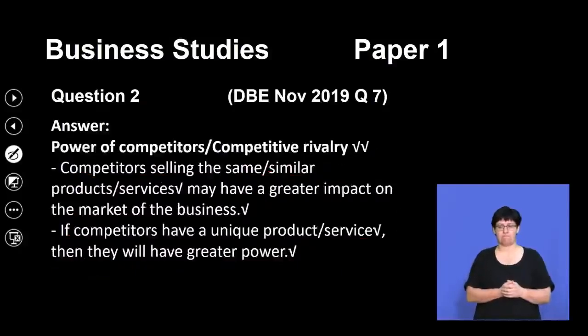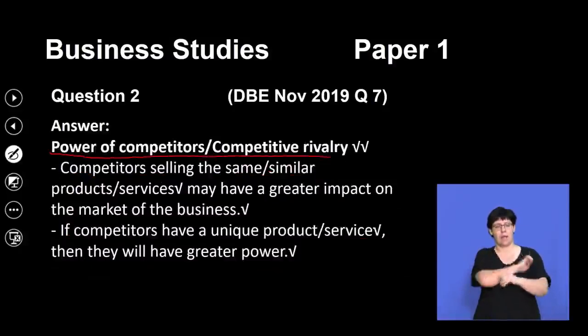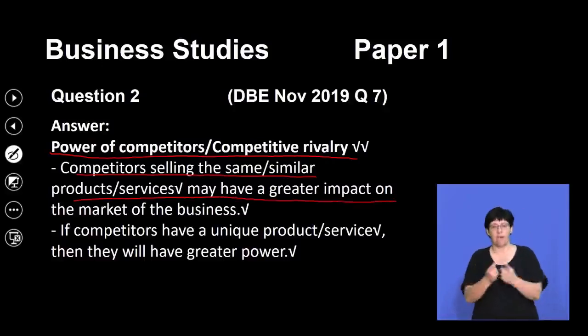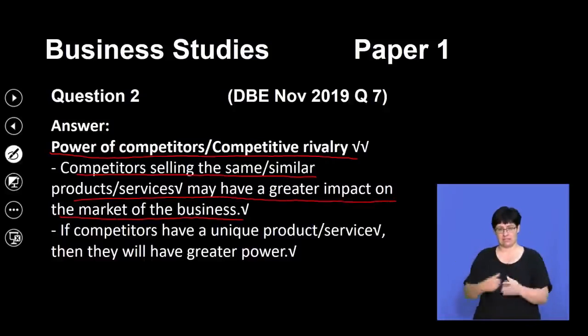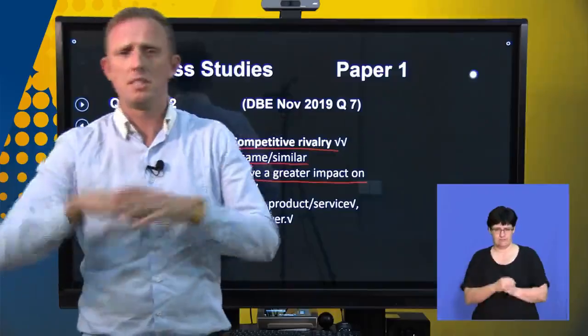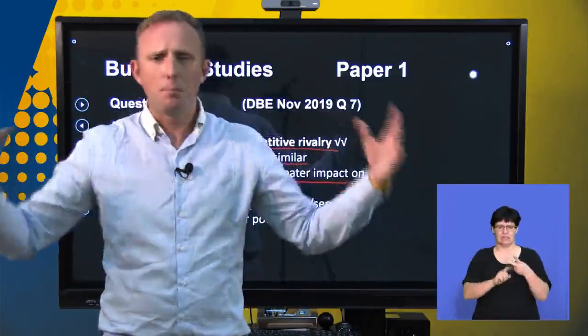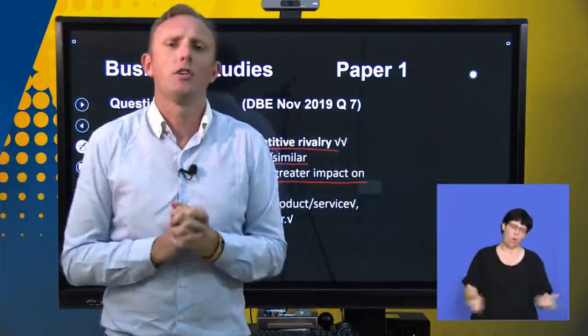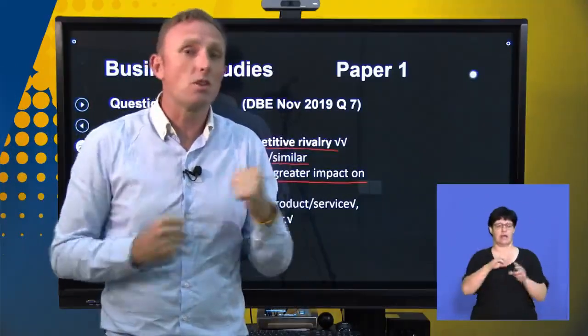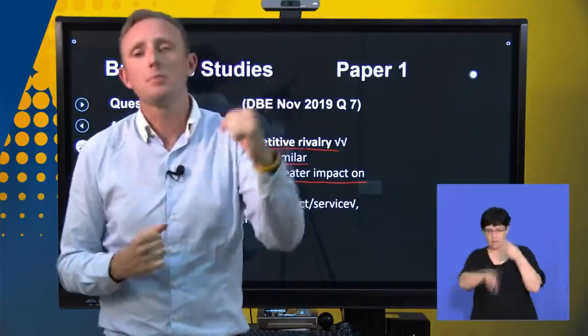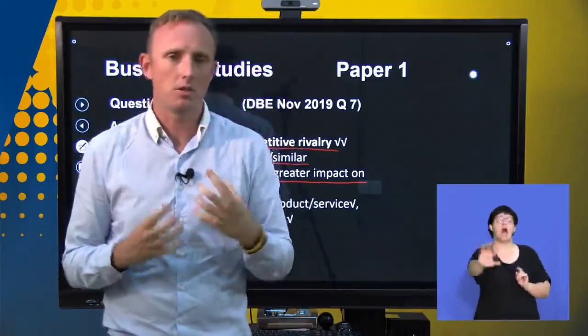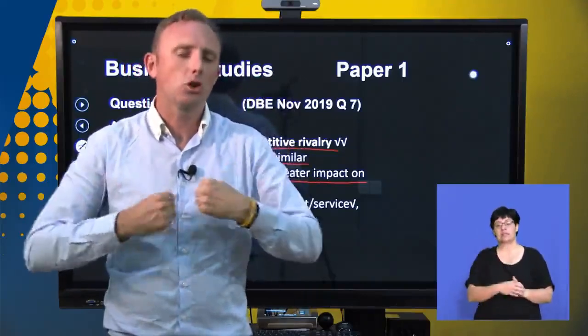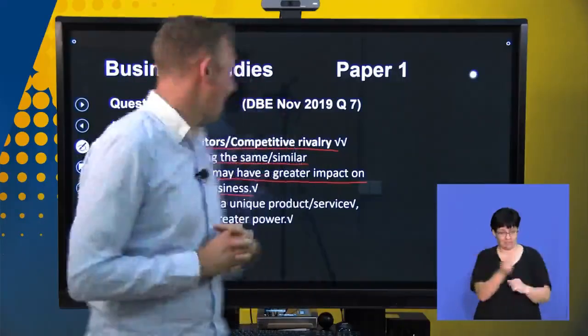All right, and then we're going to look at the power of our competitors and our competitive rivalry. Competitors selling the same or similar products or services may have a greater impact on the market of the business. So this is our competition, the business environment. It's not about hippies saying let's all share a part of the pie here. Businesses are there to try and get customers away from their competitors. So we'll see how much competition is in this environment.